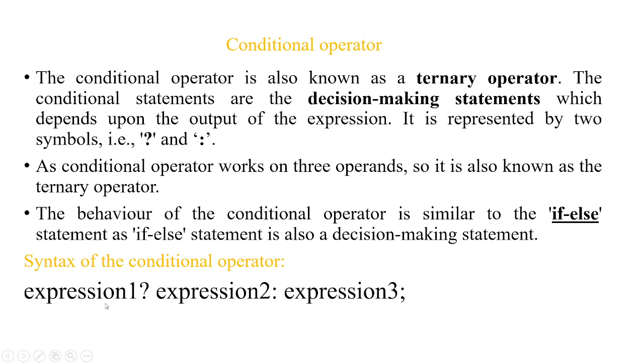When a logical expression or condition is evaluated, for sure we are going to get the output as true or false. If the output is true, then expression 2 is evaluated and expression 3 is skipped. If expression 1 is evaluated and we get false, then expression 2 is skipped and expression 3 is executed. This conditional operator works in the same way as an if-else statement, that is a decision-making statement.